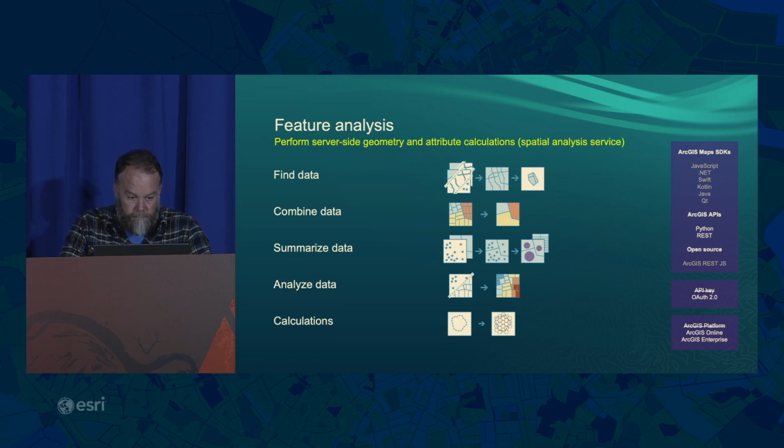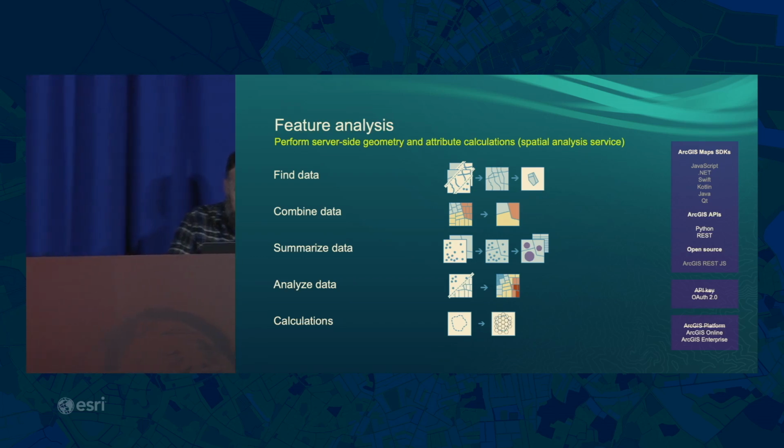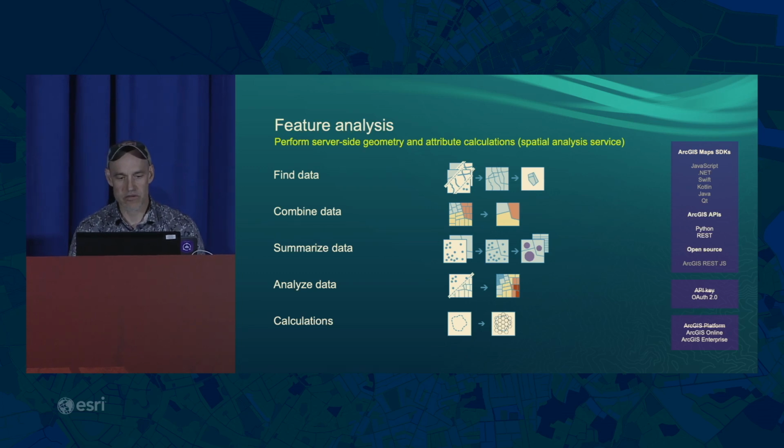So now we're moving from the client side to the server, and these analyses are all centered around the spatial analysis service. That's an endpoint that you can access. It's one of our location services. It's in ArcGIS, and you can access it there. You can also create and expose feature analysis services through Enterprise as well. So here are the categories, from find data down to calculations. There are different categories, and we'll take a look at a couple of different examples.